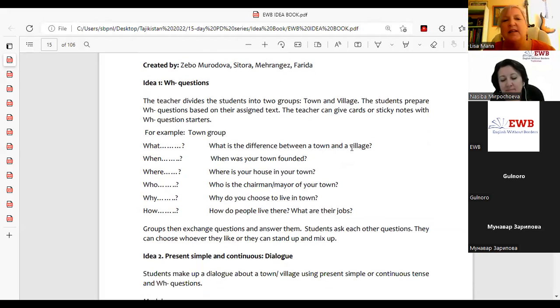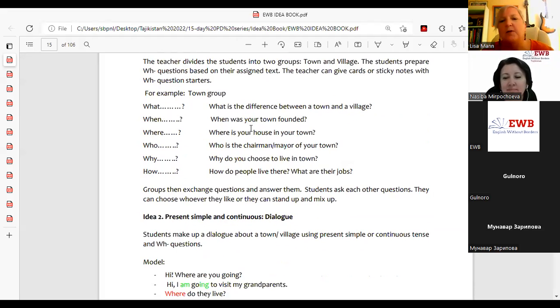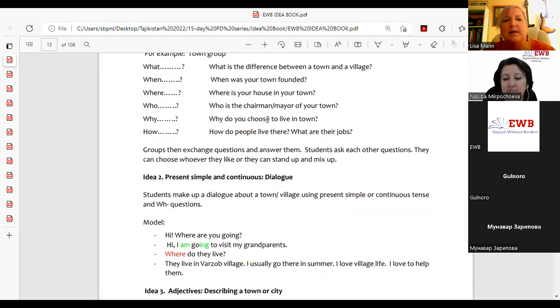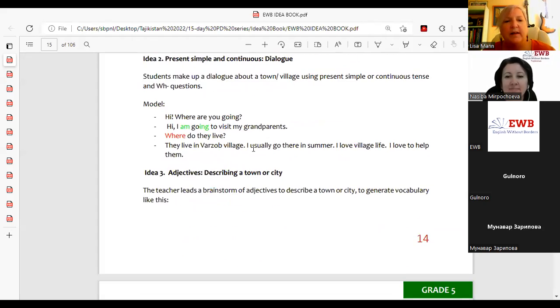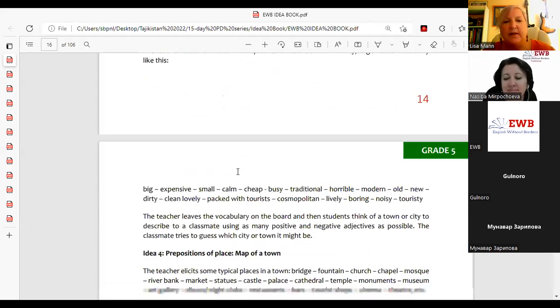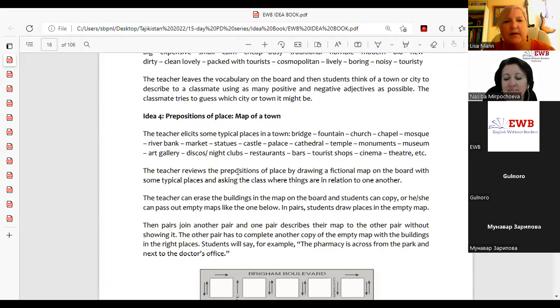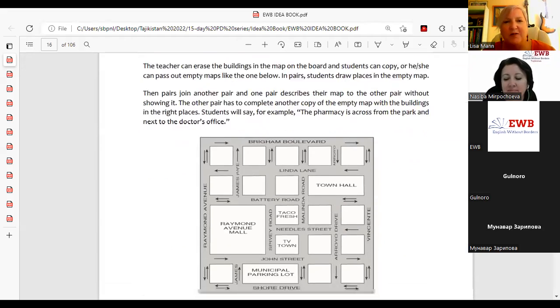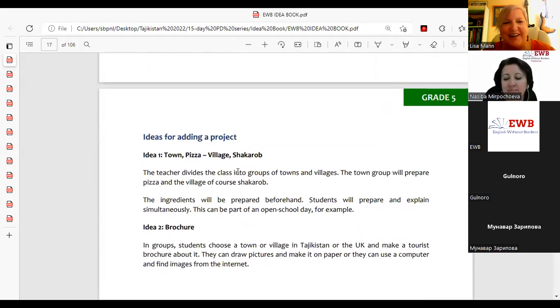So this was, again, the text was about a town and a village, and the grammar we decided to add here, or these teachers decided to add, was WH questions. So reviewing or reteaching or teaching for the first time even these WH questions. And they have some different ones. Lots of different ideas in this first one for grade 5.